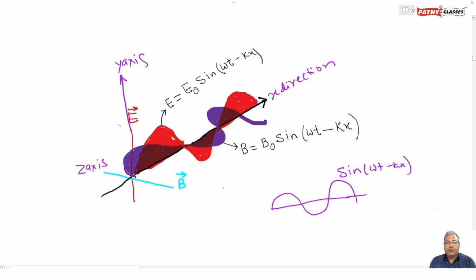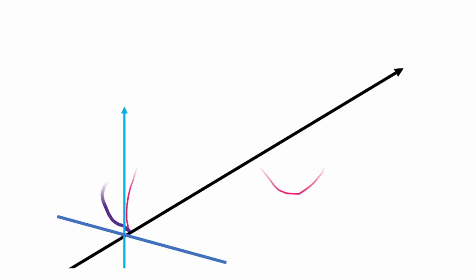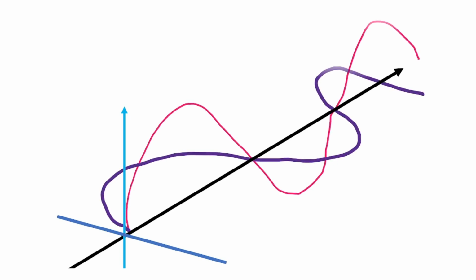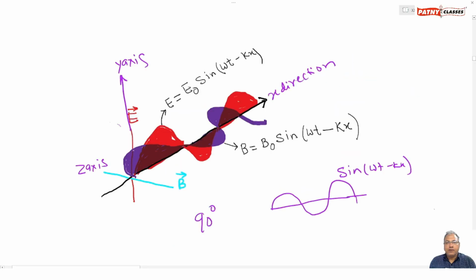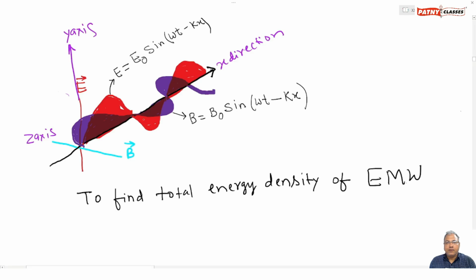Both are not vibrating in the same direction. They are vibrating perpendicular to each other. So the angle between the electric field and the magnetic field in an electromagnetic wave is 90 degrees. They are perpendicular to each other. Here we need to find the energy density of the electromagnetic wave.